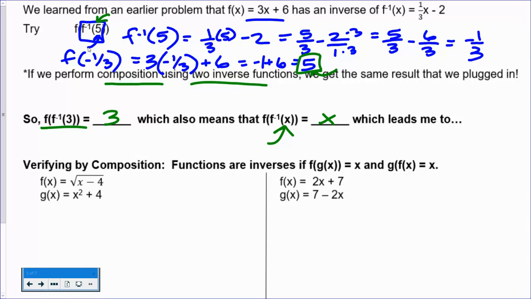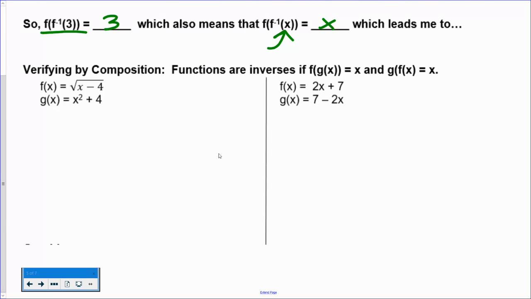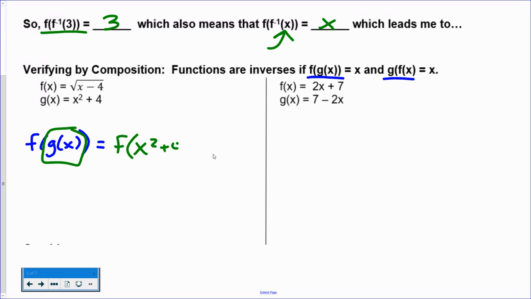So what we're going to do next is verify by composition that these functions below are or are not inverses. So I must show both ways. So I will do f of g of x. I must show that it equals x because I'm plugging g of x in place of the x in f. So I am taking my g of x, which is x squared plus 4, and that's going to go in place of the input in f of x.